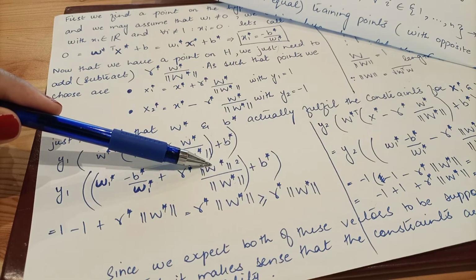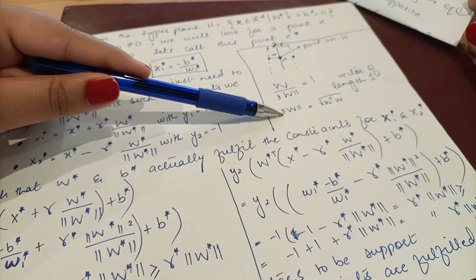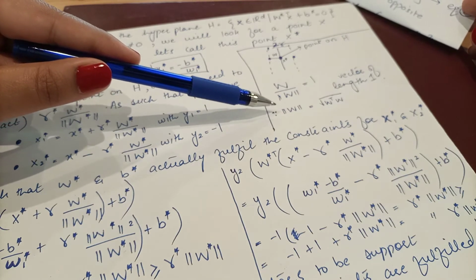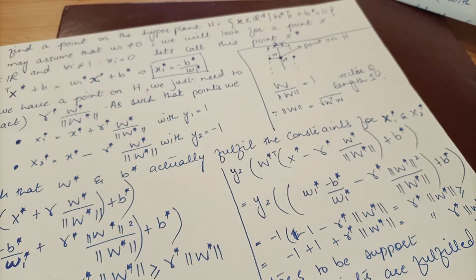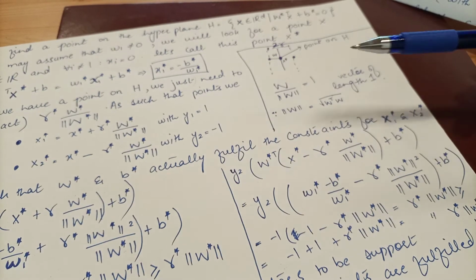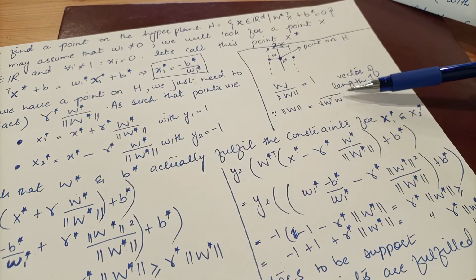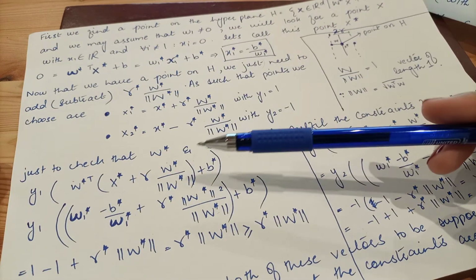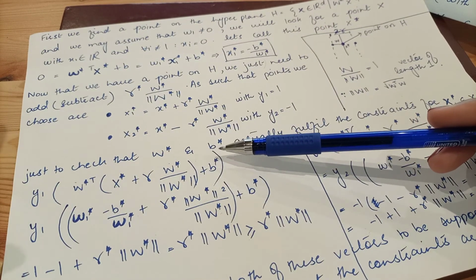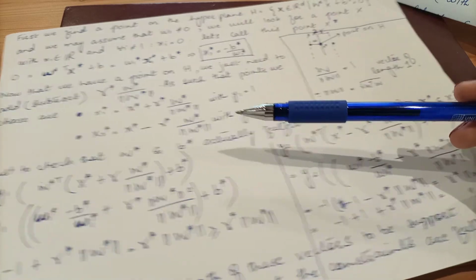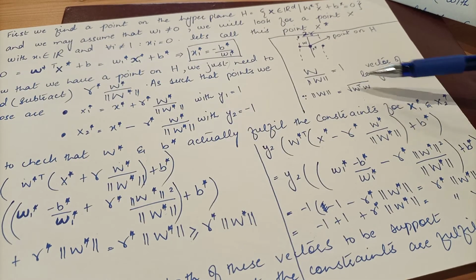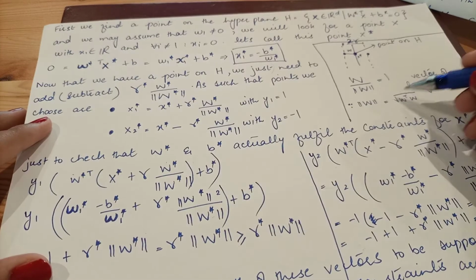We get this from here, as we have not assumed this. This is actually maths. W norm is equal to W transpose W. So when we multiply W transpose W in here, we don't get the square root. So what we do is square both sides, and this square gets cancelled with this.